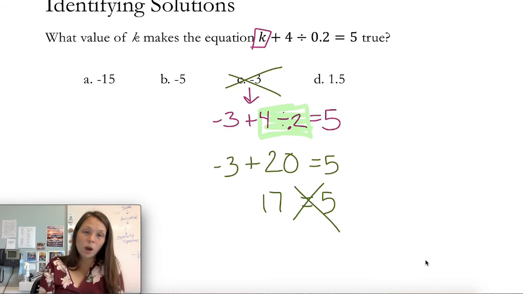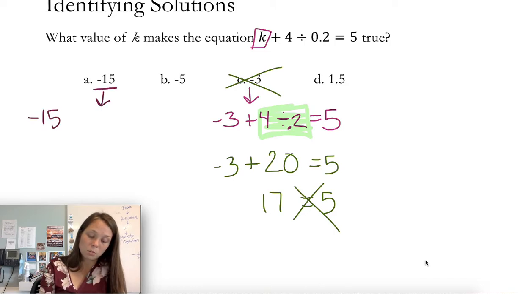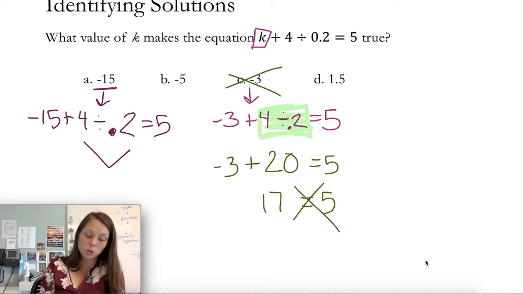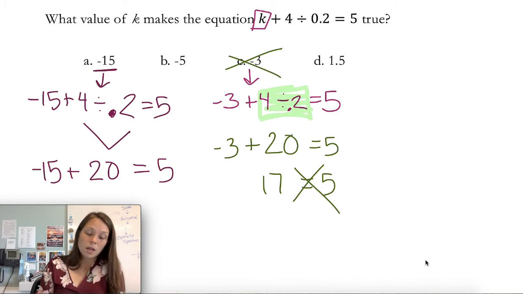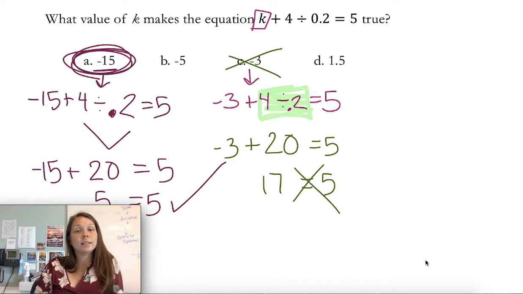I'm now going to try A and plug A in. So I'm going to take negative 15 and plug it in. So negative 15 plus 4 divided by 0.2 equals 5. Again, dealing with order of operations first, I need to take 4 divided by 0.2, and that gives me 20. Carrying down the other numbers of negative 15 and then the equals 5. Negative 15 plus 20 is 5, and that does equal 5. So I know that A is my solution, and it makes the equation true.